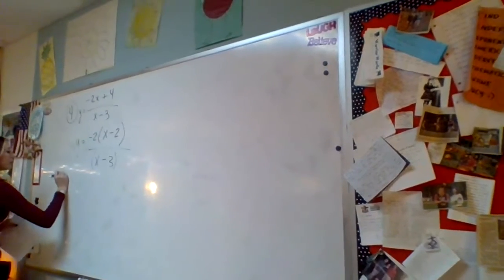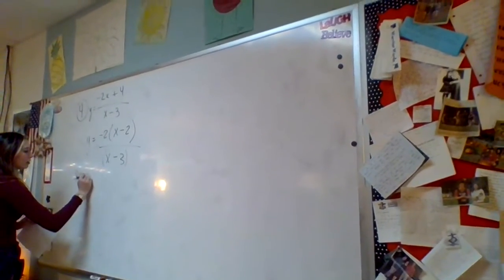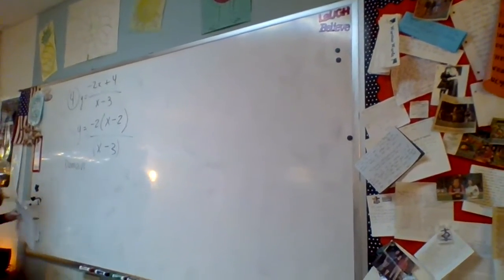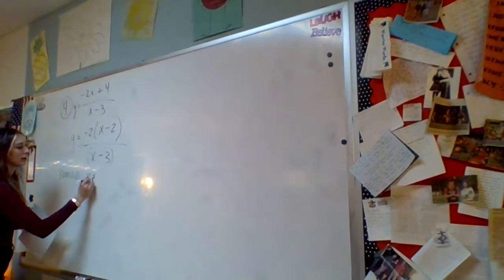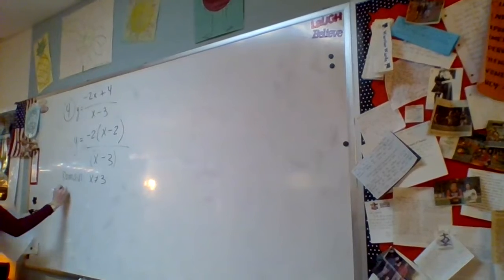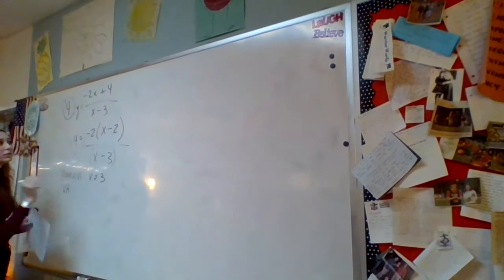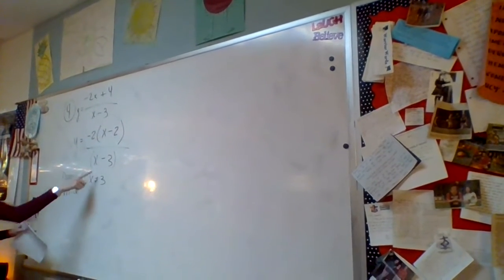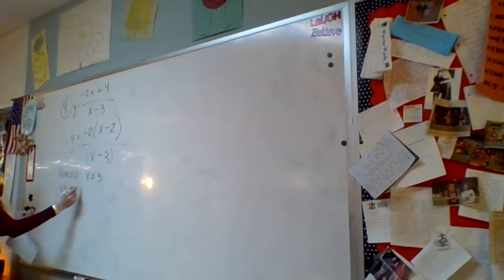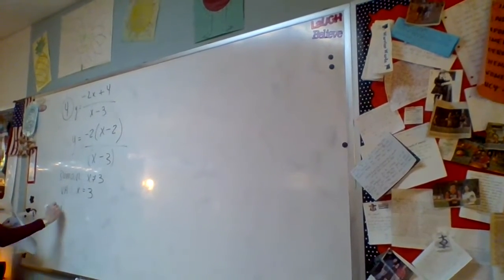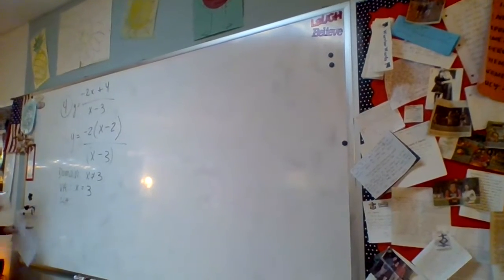So now we can go ahead and find our domain. So what can x not be? 3. So x cannot equal 3. So that means, since nothing cancels, we have no holes. So if x cannot be 3, we would have a vertical asymptote where? 3. And then we have our horizontal asymptote next.